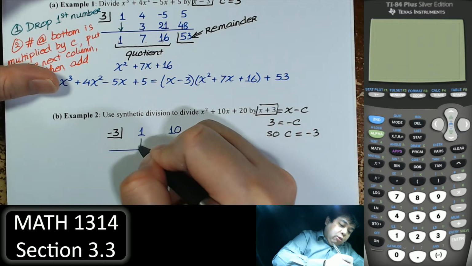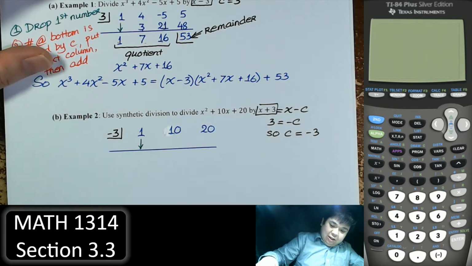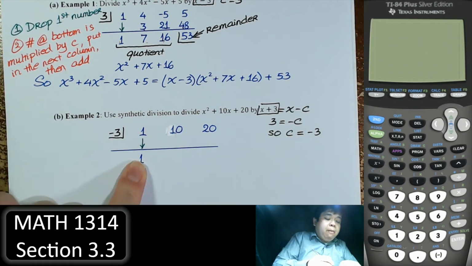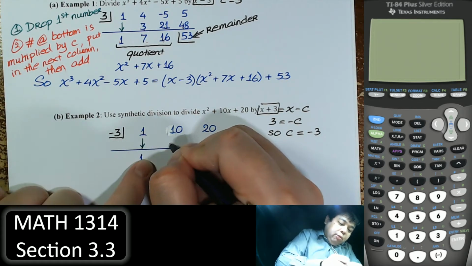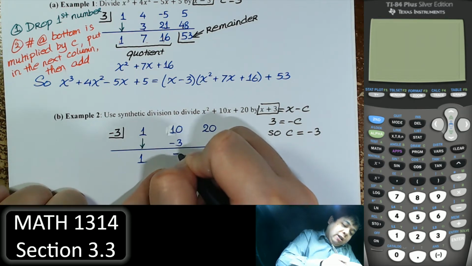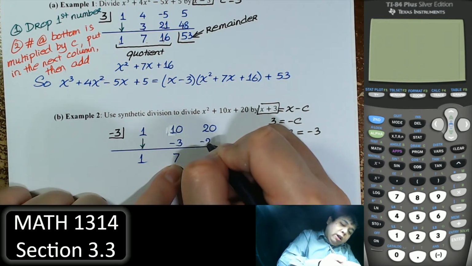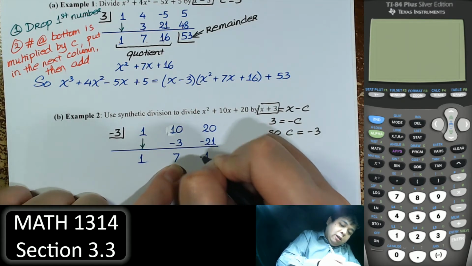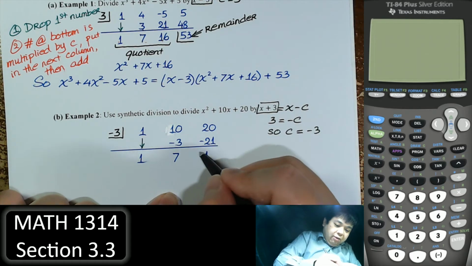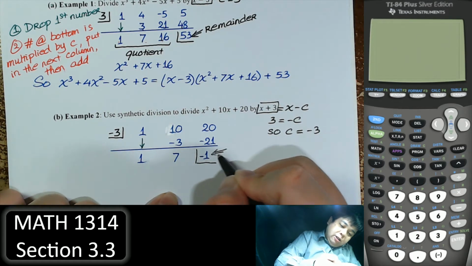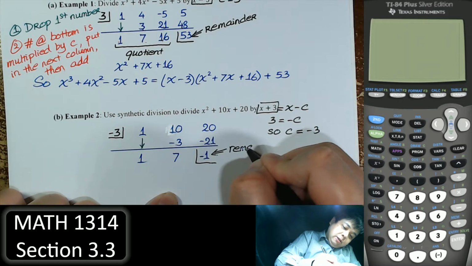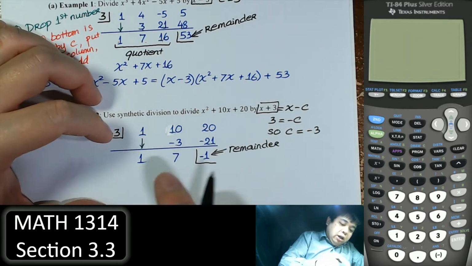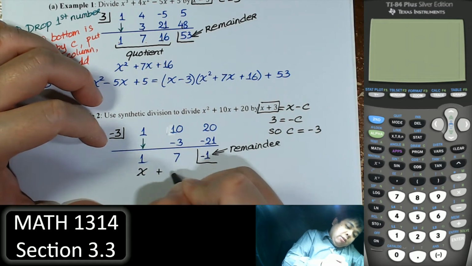Right, then we write out the first number. Multiply, put in the next column and then add. Multiply, put in the next column and then add, until we have the remainder. And this is the quotient, two terms, so just 1x plus 7.